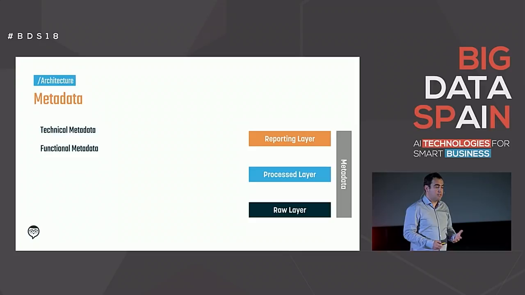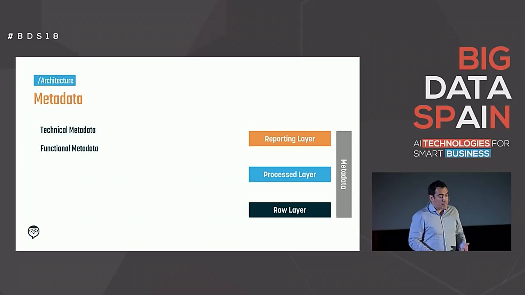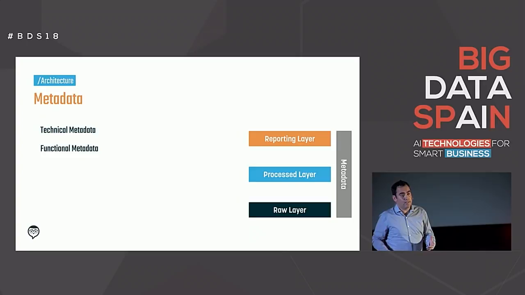The functional metadata is generated at the process layer. If I claim something that comes from the raw layer, I will say, OK, what's the definition of this attribute? Is it an amount? What kind of amount? Is it principal amount? Is it an interest amount? Is it a default amount? And if it's calculated, of course, which attributes does it come from? How is it calculated? What's the frequency of the calculus, and so on.